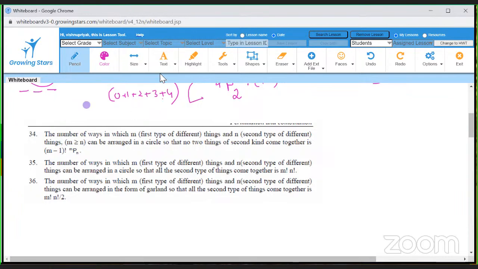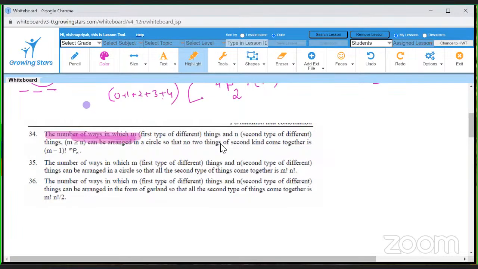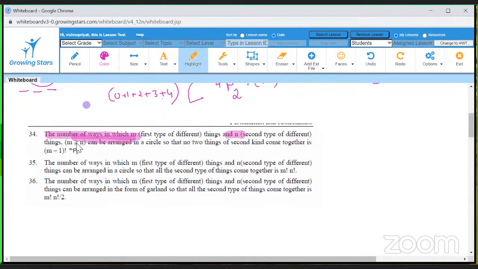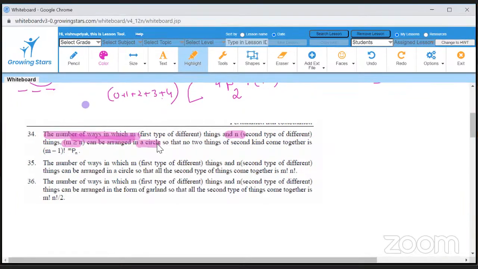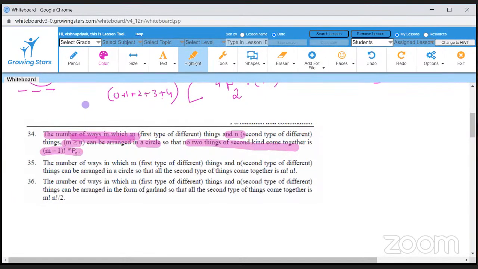So these are the next type of formulas. Number of ways in which M things of the first type, N things of the second type, M is greater than N, remember, are arranged in a circle such that no 2 things of the second kind come together: that will be (M minus 1) factorial into MPN.